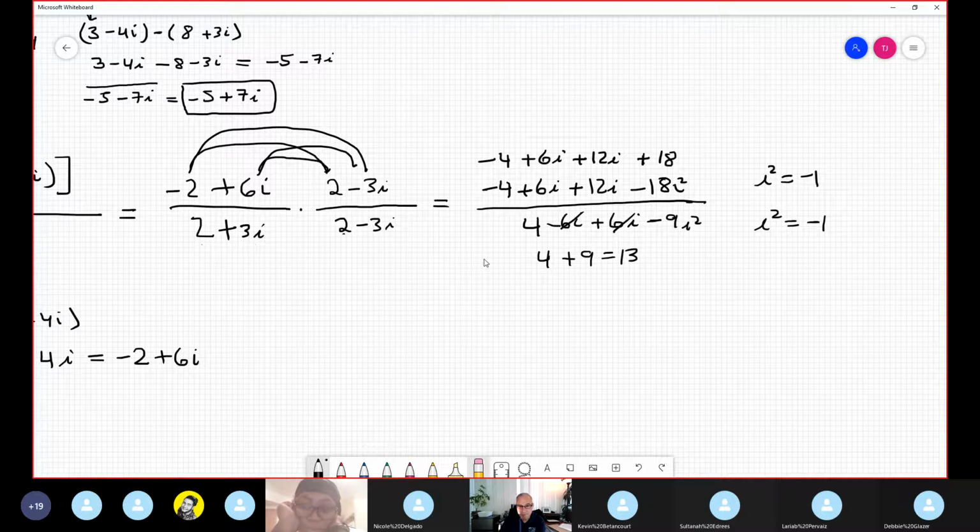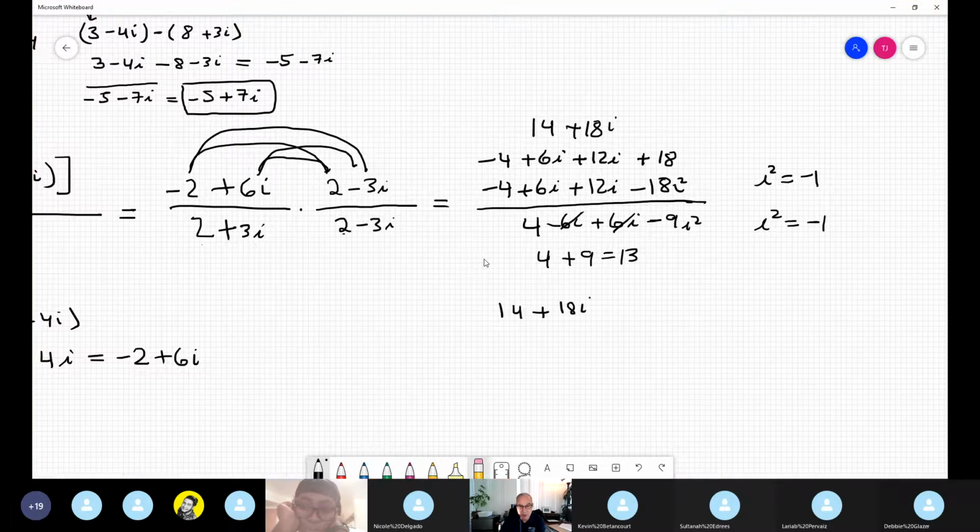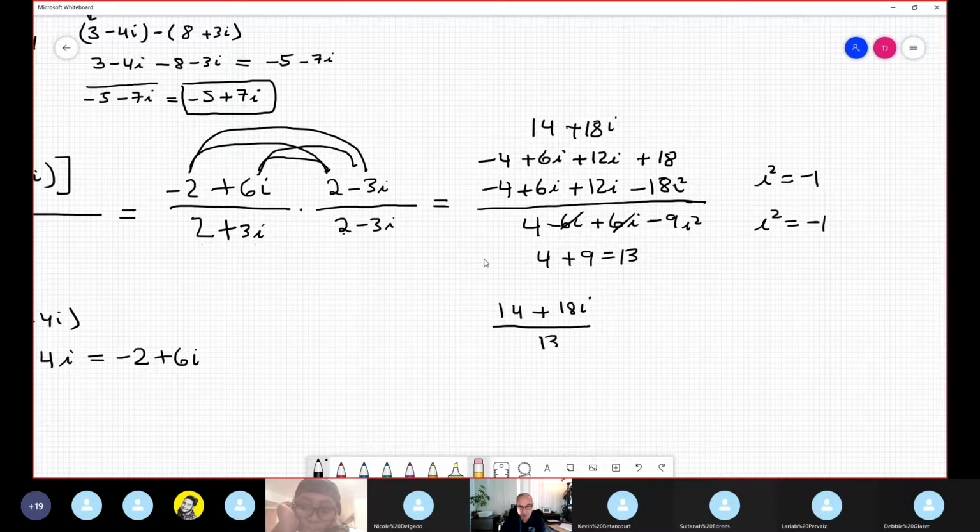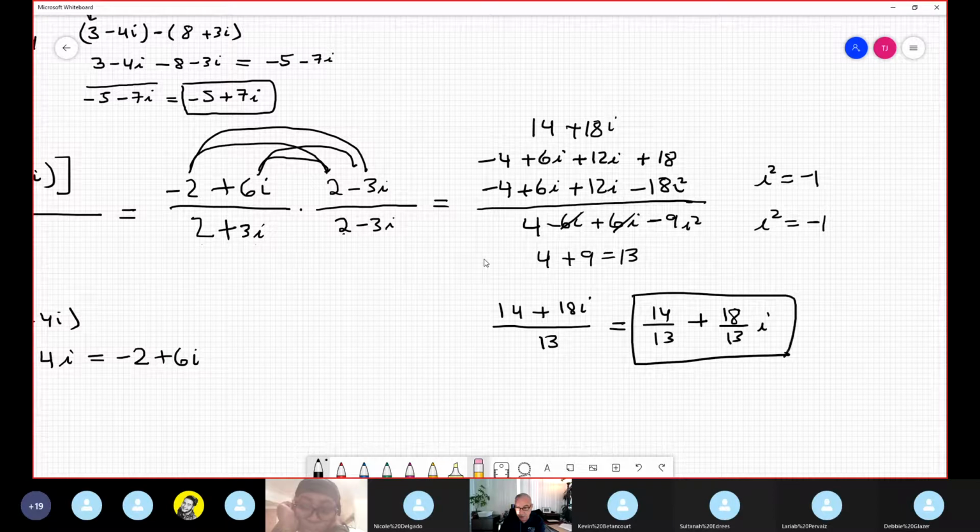Now we are ready to combine like terms. 18 minus 4, 14. Real. And 6i and 12i, 18i. So far, my answer is 14 plus 18i divided by 13. And in my opinion, the more elegant way to express this answer is like that. 14 over 13, so you split the common denominator, plus 18 over 13i. Boom, final answer. End of the story. Any question?